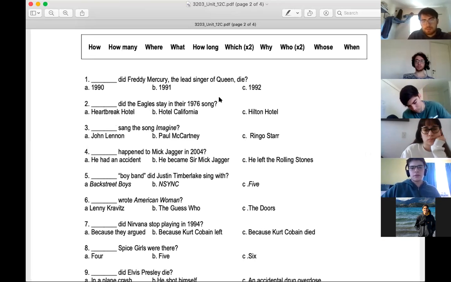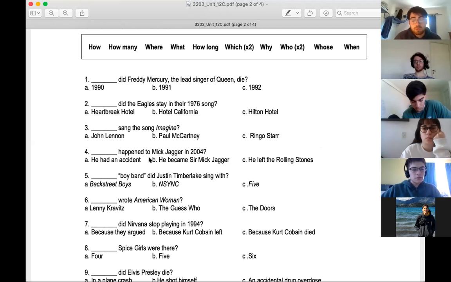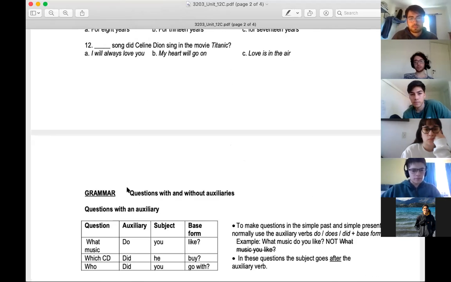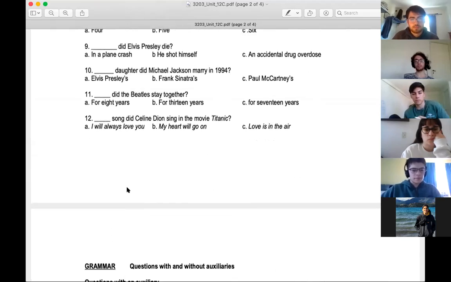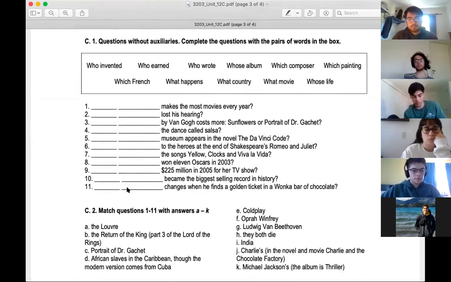So Andres, what do you think is the correct question? Look at the answer. We have names, John, Paul, Ringo, etc. So what's the question? Who? Excellent. Now, who sang the song Imagine? You see? Who? Okay. So this is the first exercise. We're going to continue next class, okay? If you want to finish it, you do.